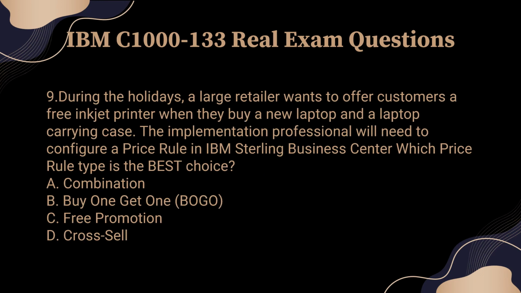9. During the holidays, a large retailer wants to offer customers a free inkjet printer when they buy a new laptop and a laptop carrying case. The implementation professional will need to configure a price rule in IBM Sterling Business Center. Which price rule type is the best choice? A. Combination. B. Buy one get one, BOGO. C. Free promotion. D. Cross-sell.